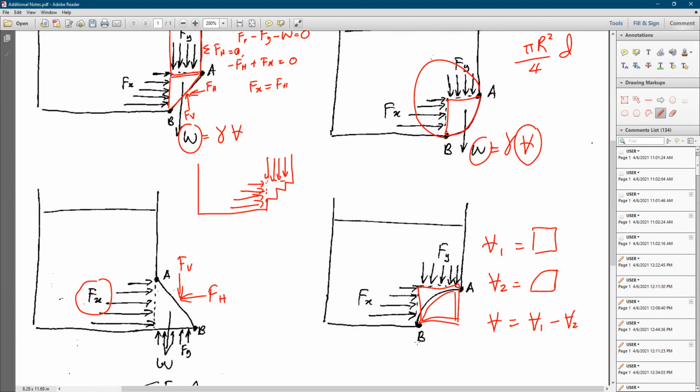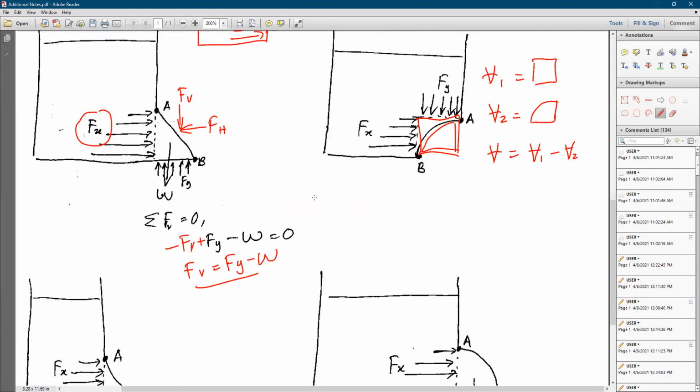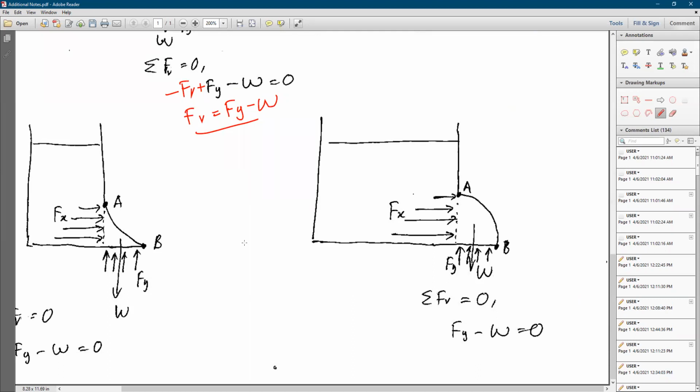How to calculate this? I don't want to tell you. I think you know how to do it, right? That's very simple stuff to do.